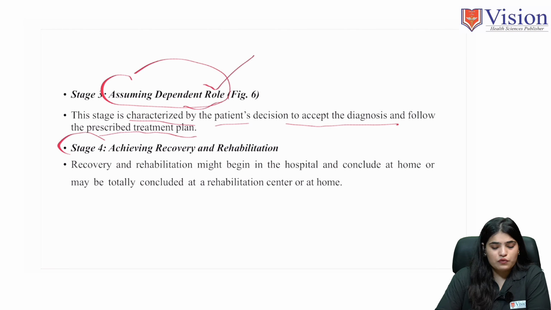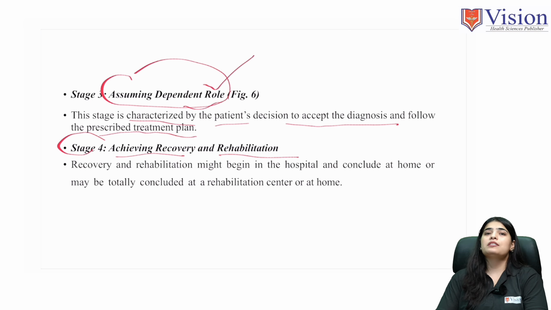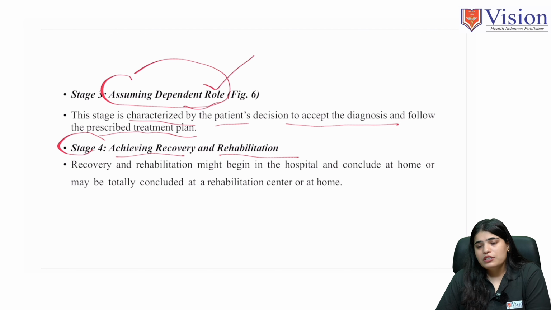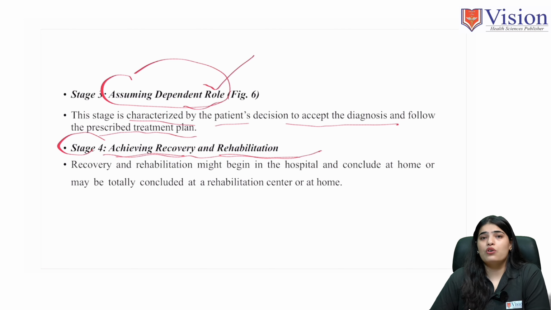Next comes stage 4, that is achieving recovery and rehabilitation. This is the last stage of illness behavior. Here, the person, after taking medicines and taking care of themselves, is recovering from that particular illness or is in a rehabilitation center. After that, the person can resume their duties, they can go to their jobs, and they can perform their daily tasks. So that is the last stage of illness behavior, when you have recovered or are recovering from the illness. So these are all the stages of illness behavior.